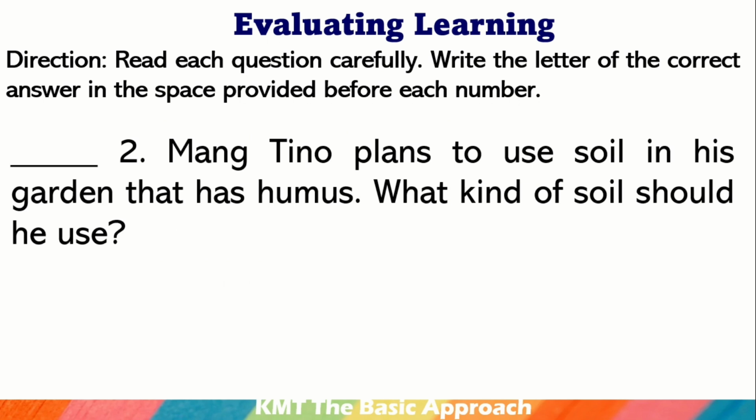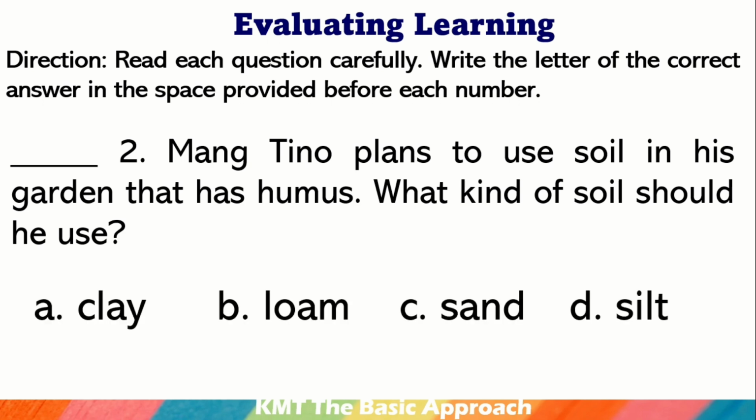Number 2. Mang Tino plans to use soil in his garden that has humus. What kind of soil should he use? Letter A. Clay. Letter B. Loam. Letter C. Sand. Or letter D. Silt. What is the correct answer? Great! The correct answer is letter B, loam.